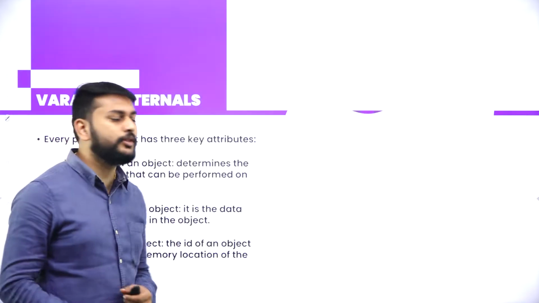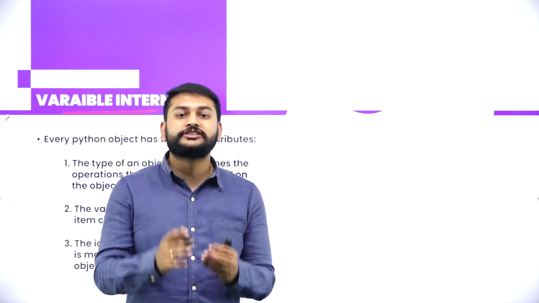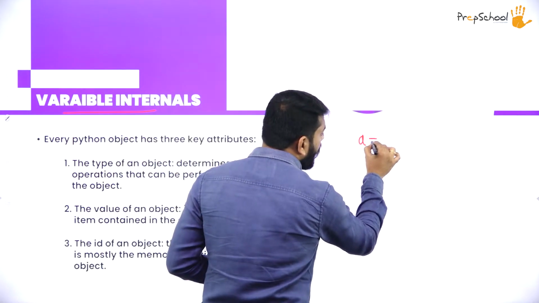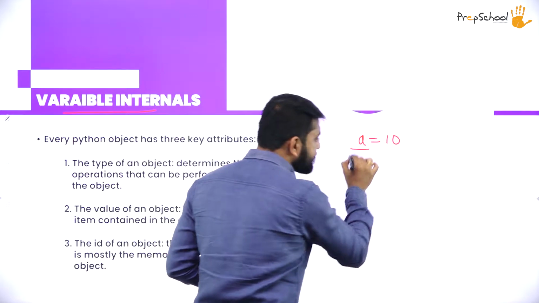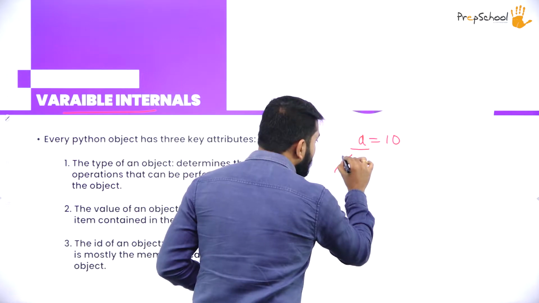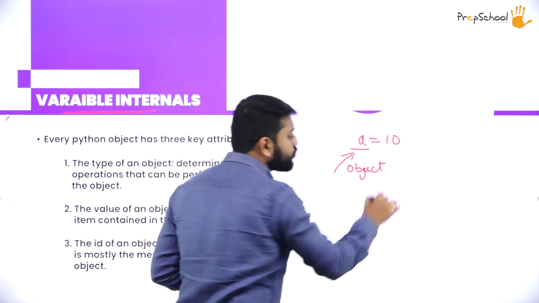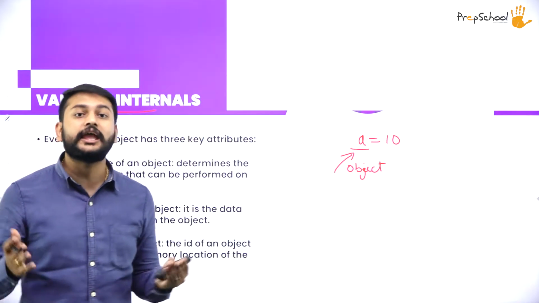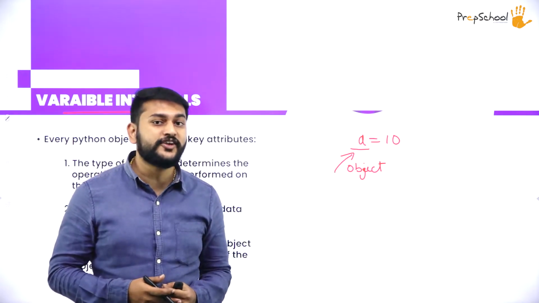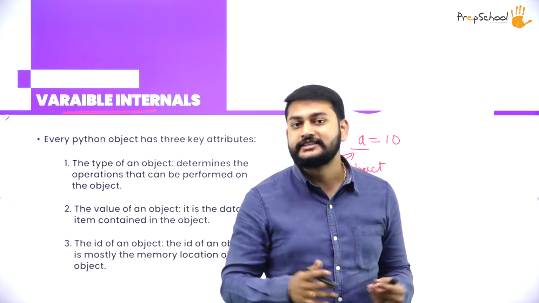I have variable internals. Before I start this topic, let me give you a glimpse of what a variable is. A variable is nothing but something which can hold a value. Let me consider A as a variable in this example. This variable in Python is what I'm treating as an object. This object has 3 important key features which I am going to discuss in this slide one by one. Please listen carefully.